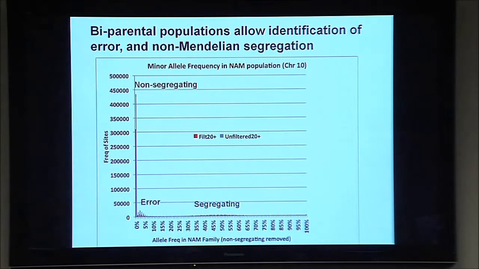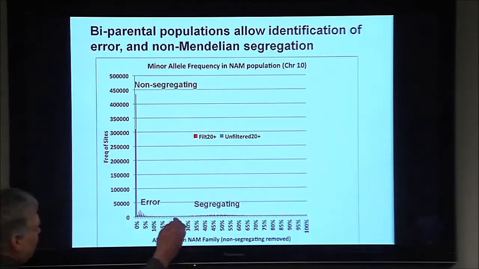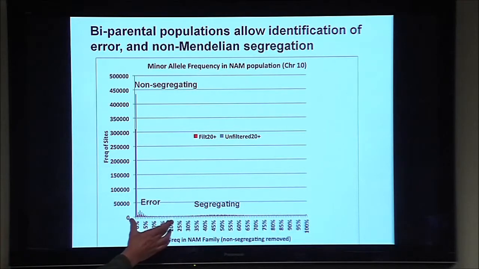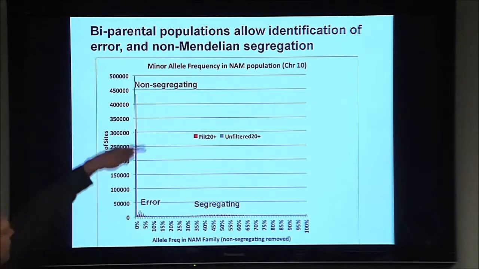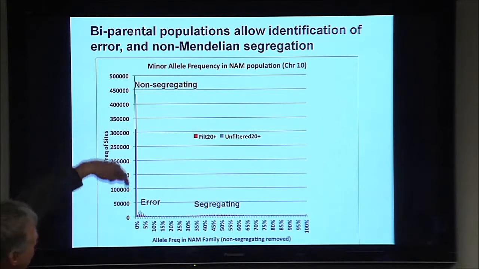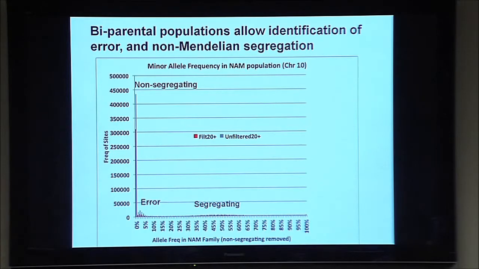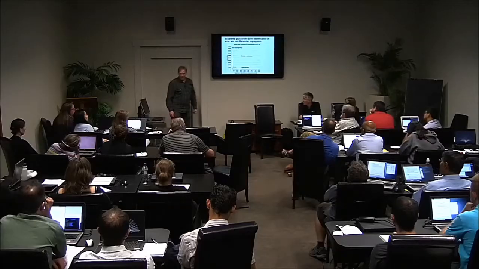So we calculate error rate using our 25 biparental NAM populations by just excluding the stuff that's properly segregating, taking the stuff that's not segregating, and then summing this little error bump here over the total of the non-segregating stuff. So the vast majority is sitting right with no polymorphisms. That means for the vast majority, we're not seeing any errors. So we get really low error rates.